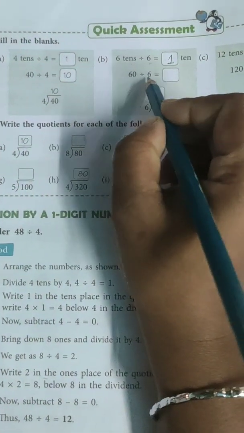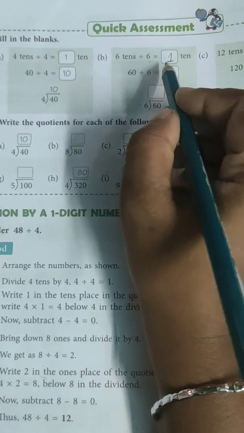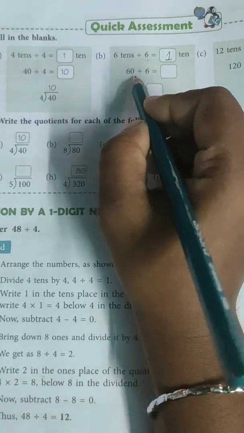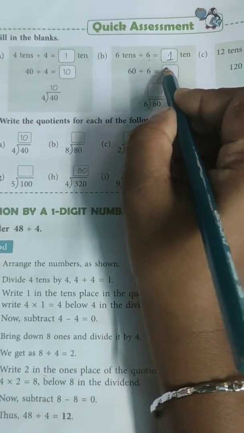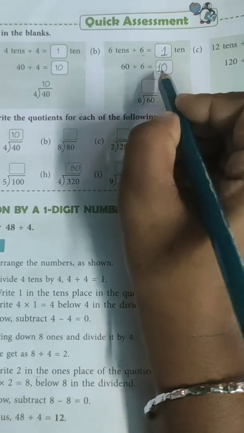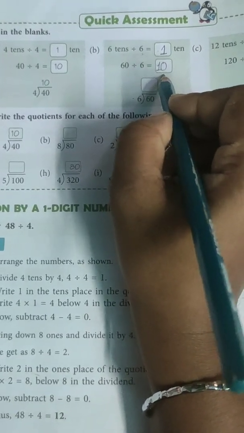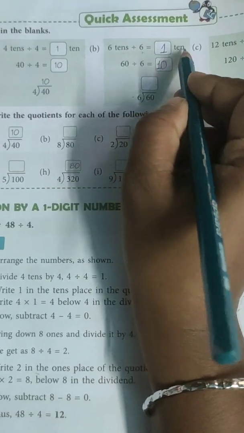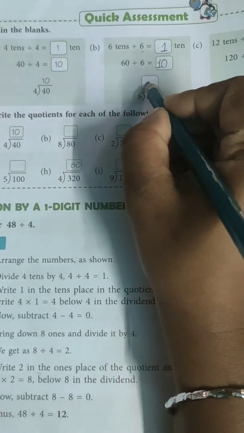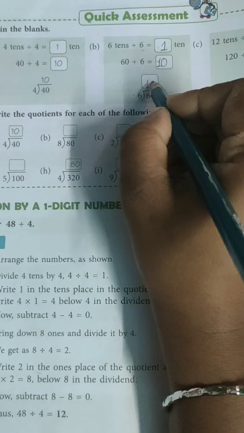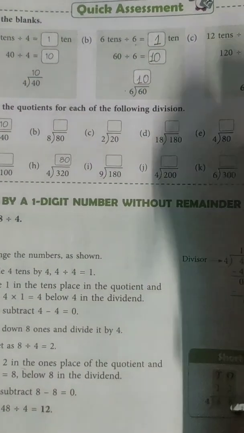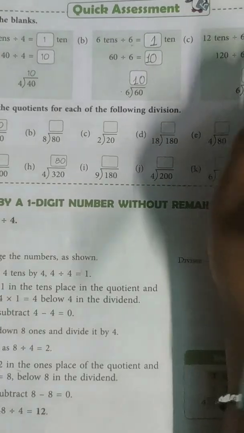So now let's see this. 1 ten equals 10. So 60 divided by 6: 6 ones are 6, and the 0 will come here. So the answer is 10. So 60 divided by 6: 6 ones are 6 and this 0 will go up. 6 zeros are 0. That means 10 is the answer.